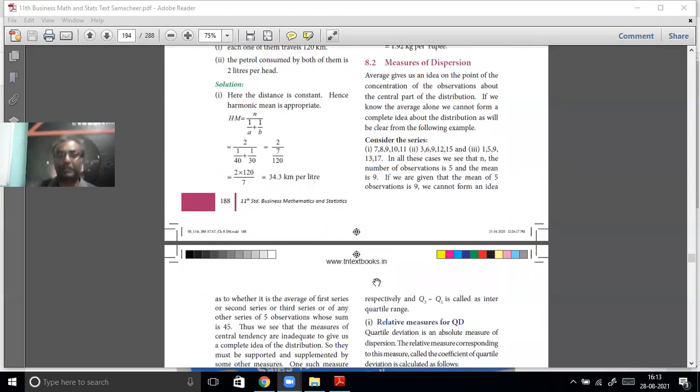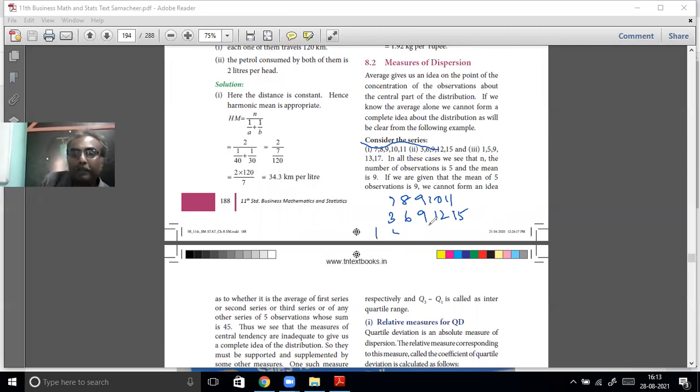Why measures of dispersion? Because now consider these series. 7, 8, 9, 10, 11 is there. Then 3, 6, 9, 12, 15 is also there. Then 1, 5, 9, 13, 17 is also there. In all these, what is the arithmetic mean? It is always 9.